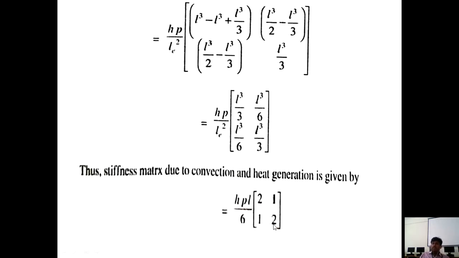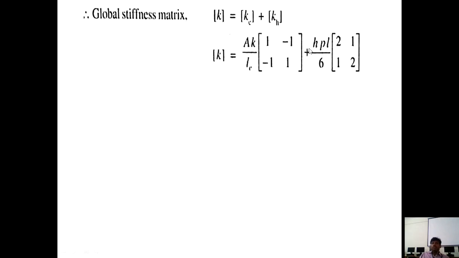Keep it in front: if convection is at only one end, it is HA by 6 into [0, 0; 0, 1]. If convection is taking place at both the ends, it is HPL by 6 into [2, 1; 1, 2]. So don't get confused, okay? The global stiffness matrix will be conduction plus convection.